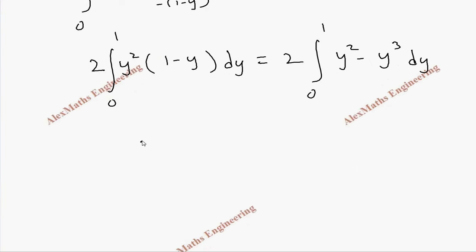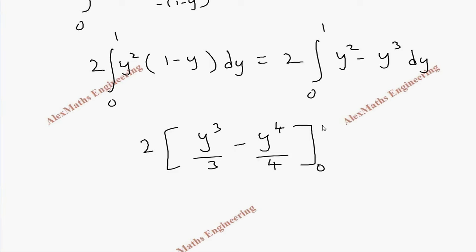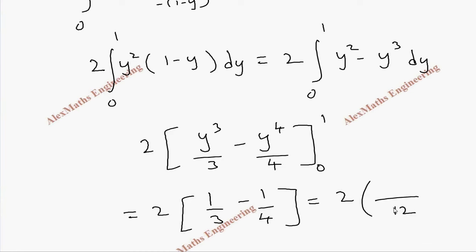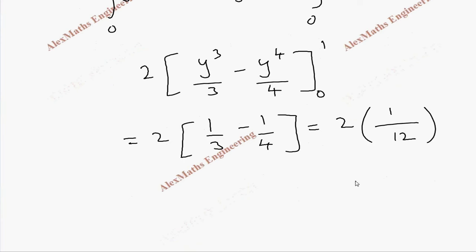So this will be 2 into y cube by 3 minus y power 4 by 4, 0 to 1. So this is 2 into 1 by 3 minus 1 by 4, and lower limit is 0. This is 2 into LCM is 12. So 4 minus 3, which is 1. So totally this is 1 by 6.